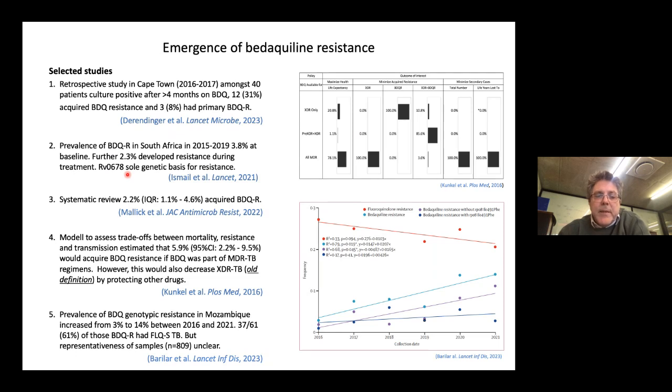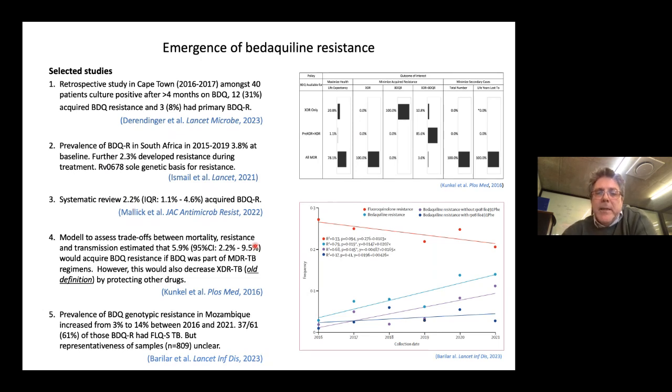Turning slightly abroad to other studies, a systematic review conducted by Malik et al. suggested that about 2.2% of patients on bedaquiline acquired bedaquiline resistance during their treatment. But just to note that this involves studies and data from a large number of countries, and is not necessarily applicable to South Africa, given the differences perhaps in resistance to other drugs within regimens.